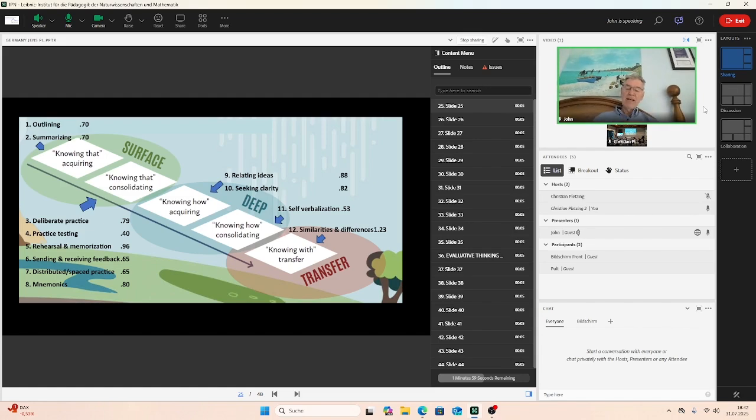The deep learning's next. And this is where relating ideas, seeking feedback, seeking clarity, and then look at the knowing how, consolidating. This is the time for student voice about learning. Student voice at the surface, 0 to negative. Why? Because students teach each other the wrong content. But at the deep level, this is where you think aloud. This is self-verbalization, self-consequences. That's really critical.